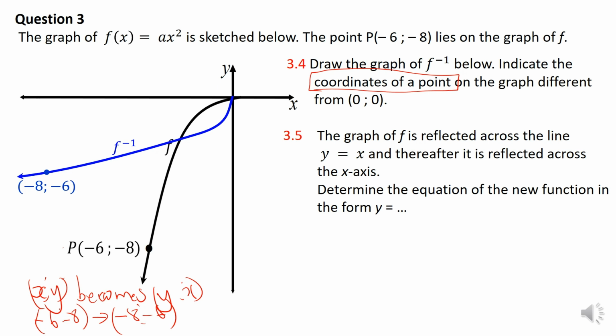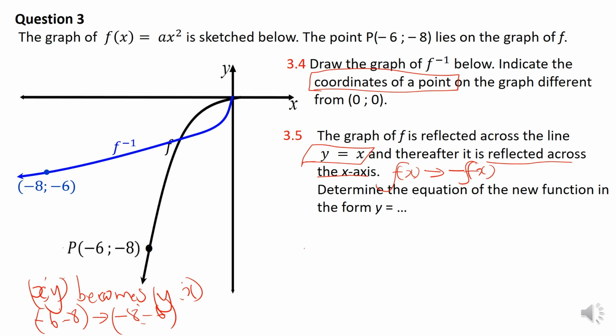So if you draw your graph, you put that point in, and that answers question number 3.4. Then number 3.5, reflection along the line y is equal to x is the one that gives us the inverse. So we have already done that in the previous questions. All we are going to do now is reflection along the x-axis. To reflect along the x-axis, f of x will become negative f of x. So put in simple terms, you reflect along the x-axis by changing the signs of the equation.